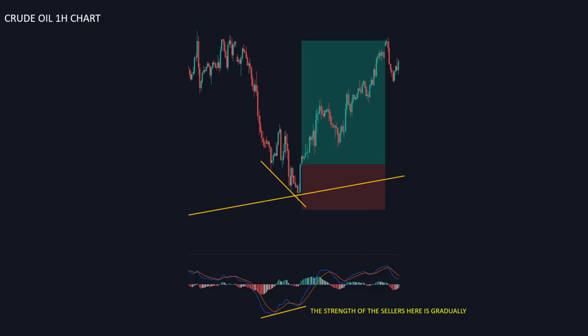Not only are the sellers weakened, we are also seeing signs that buyers are starting to get involved in the market. At the time of this candle close, we already have a lot of evidence that there is a good chance that the price will run upwards. Let's summarize how many confirmations we have. The first confirmation is the trend line. The second confirmation is the MACD divergence. The third confirmation is the engulfing candle.